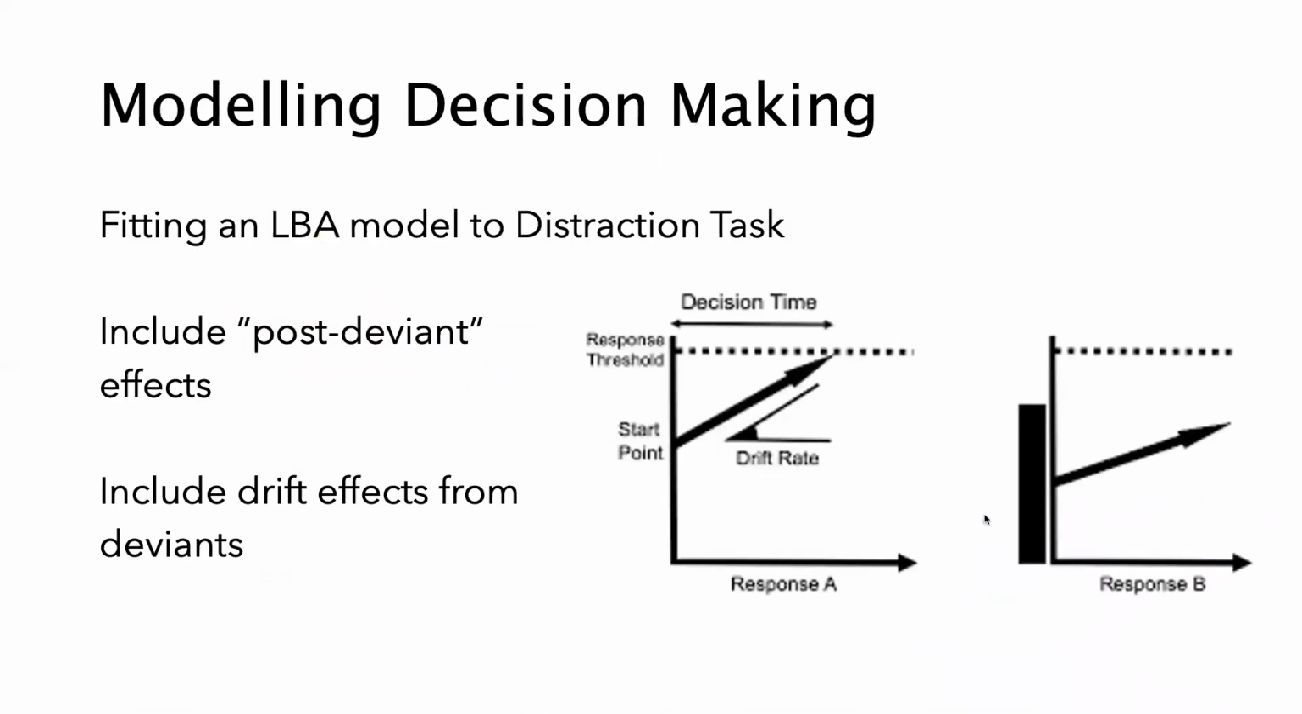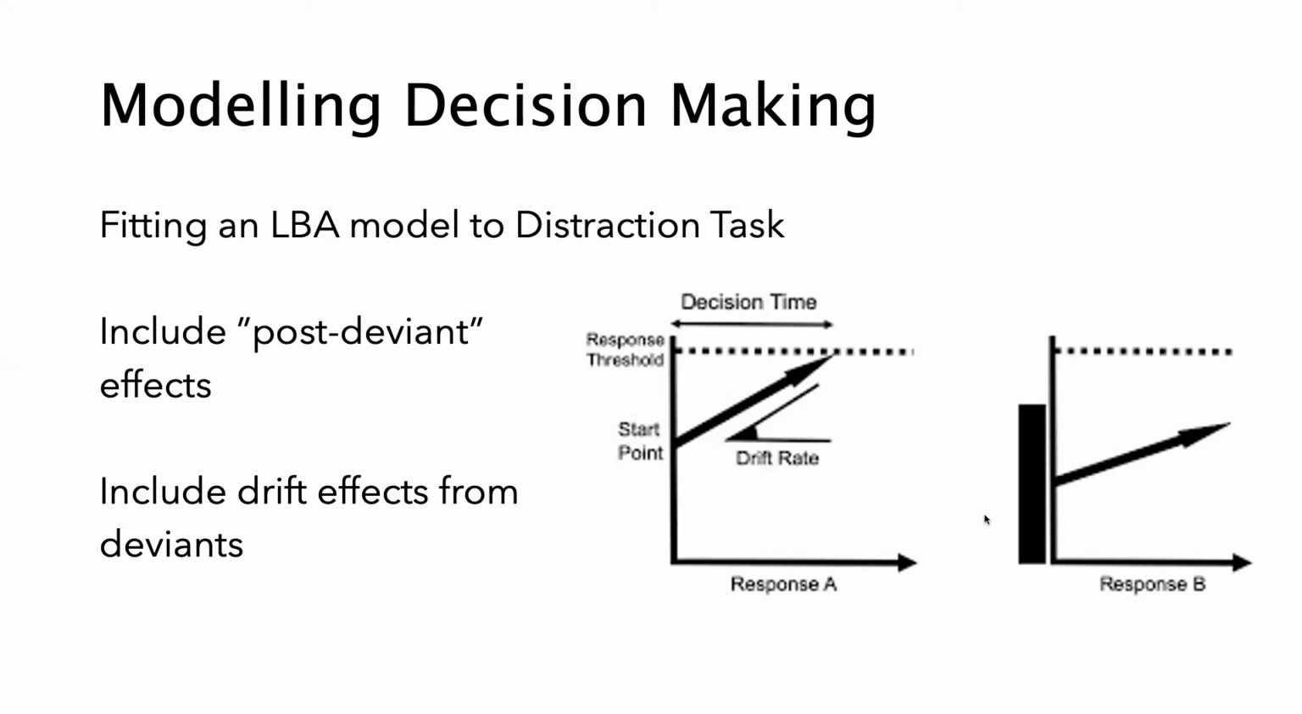In the current experiment, we aim to model the distraction task with a linear ballistic accumulator of decision making. In the model, there were several commonly observed effects to account for, the first being a slowdown after deviant trials. Here we included a post-deviant effect of the LBA threshold parameter for biased responding.